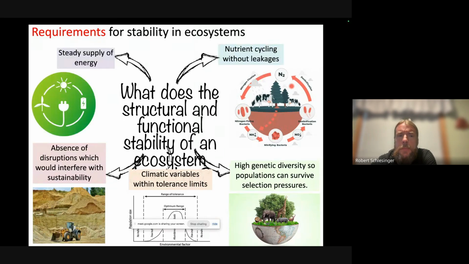So what's the takeaway message here? You basically would just bullet point these. What are some requirements for the stability of an ecosystem? You wouldn't necessarily have to memorize all 5, but just knowing 2 or 3 would be really, really helpful.